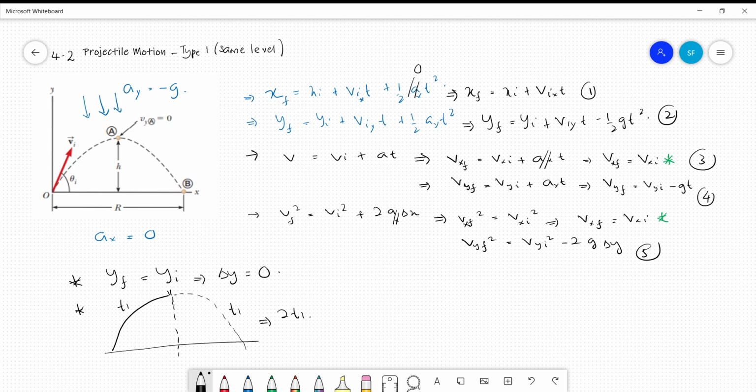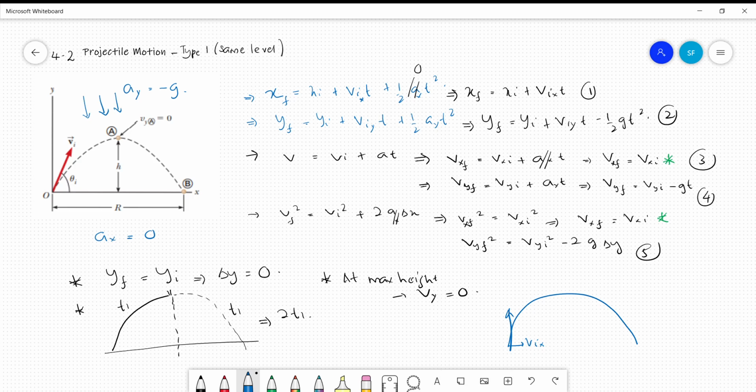Next thing that you need to know for this type of projectile motion, at maximum height, what is zero? Vy equals 0. How about Vx? Vx will be the same throughout the motion. So let's say you have it like this. This is the initial velocity, Vi. So here we have Vix and we have Viy.